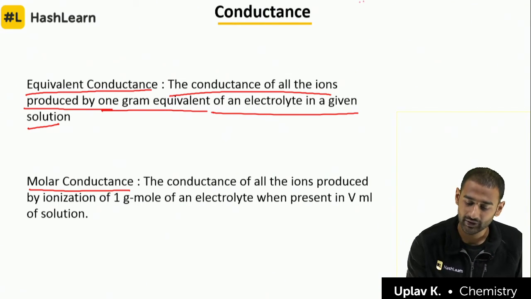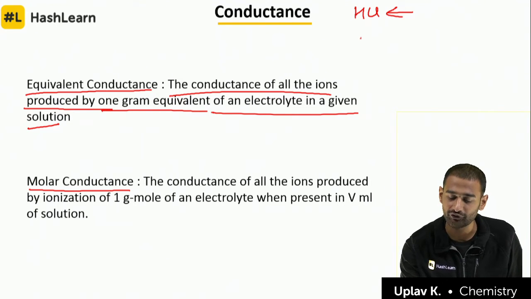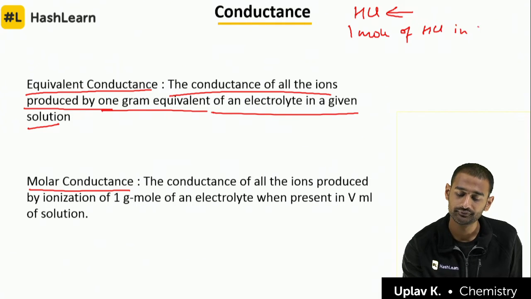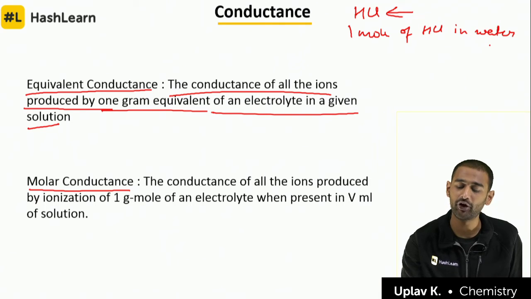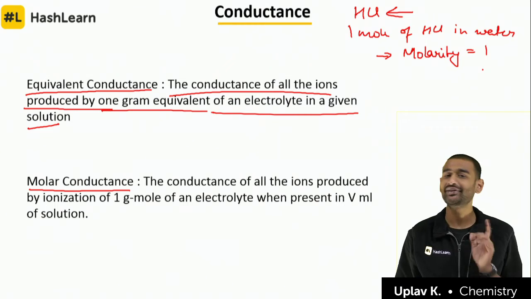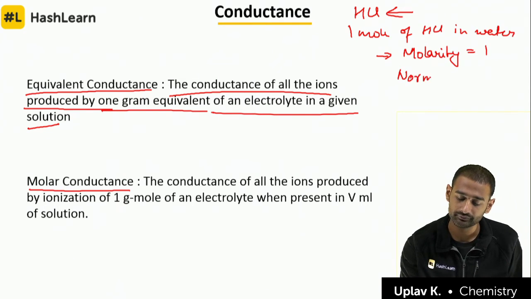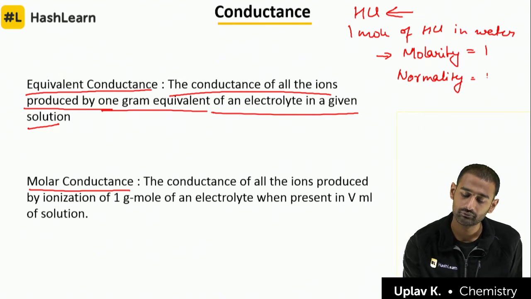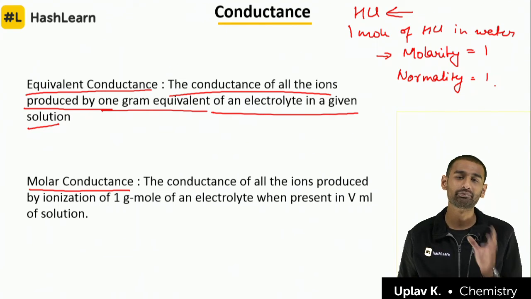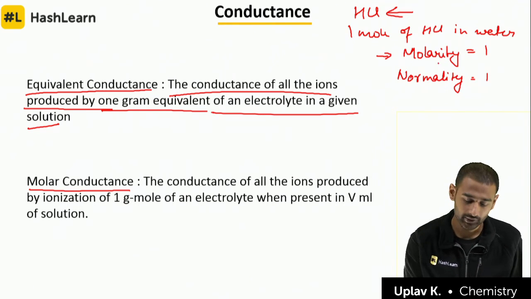Okay, so suppose I am talking about something like HCl. If I dissolve 1 mole of HCl in water, I can say it has a molarity of 1. Now because HCl has an equivalence of also 1, I'll say its normality will also be 1. Right? Now what is normality? Normality is the number of equivalents divided by volume. So what is basically the equivalence?